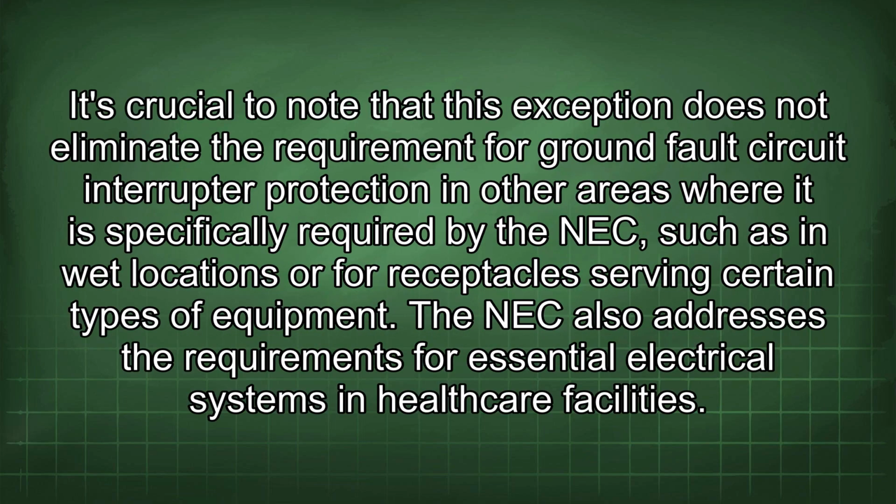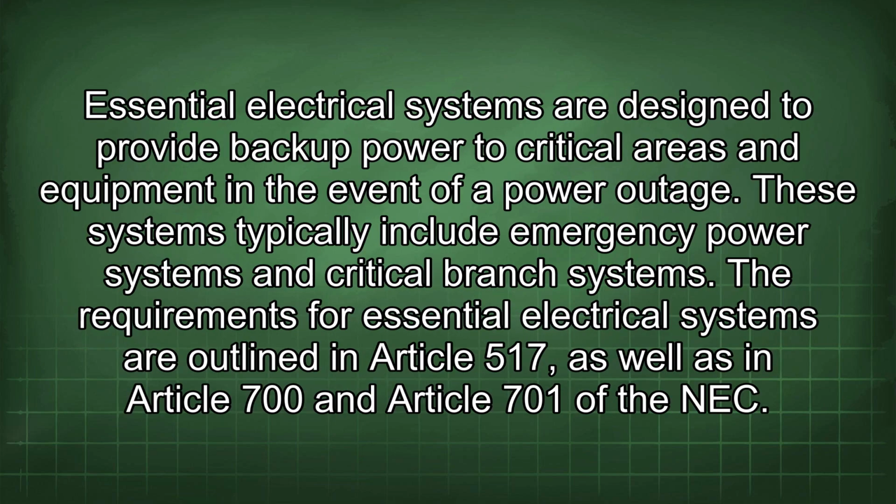It's crucial to note that this exception does not eliminate the requirement for ground fault circuit interrupter protection in other areas where it is specifically required by the NEC, such as in wet locations or for receptacles serving certain types of equipment. The NEC also addresses the requirements for essential electrical systems in healthcare facilities. Essential electrical systems are designed to provide backup power to critical areas and equipment in the event of a power outage. These systems typically include emergency power systems and critical branch systems. The requirements for essential electrical systems are outlined in Article 517 as well as in Article 700 and Article 701 of the NEC.